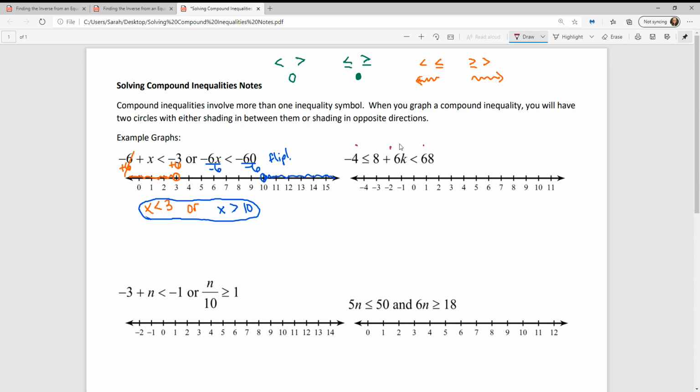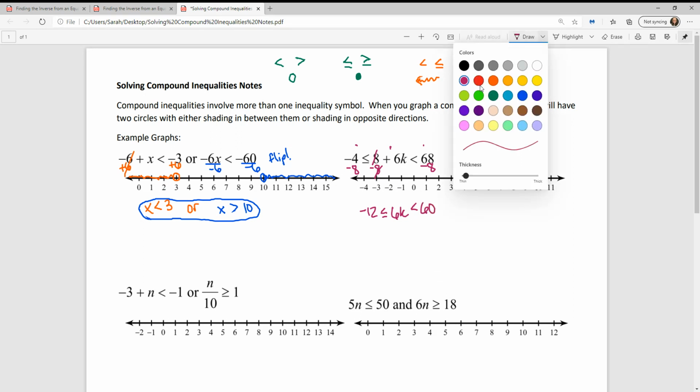So we're focused on getting k by itself. So let's look at that middle part. How do I get k by itself? I need to undo adding 8 by subtracting 8. But since I'm doing that to the middle, I've got to do that to the left and to the right as well. Negative 4 minus 8 is negative 12. Less than or equal to stays the same. 6k stays the same. 68 minus 8 is 60.